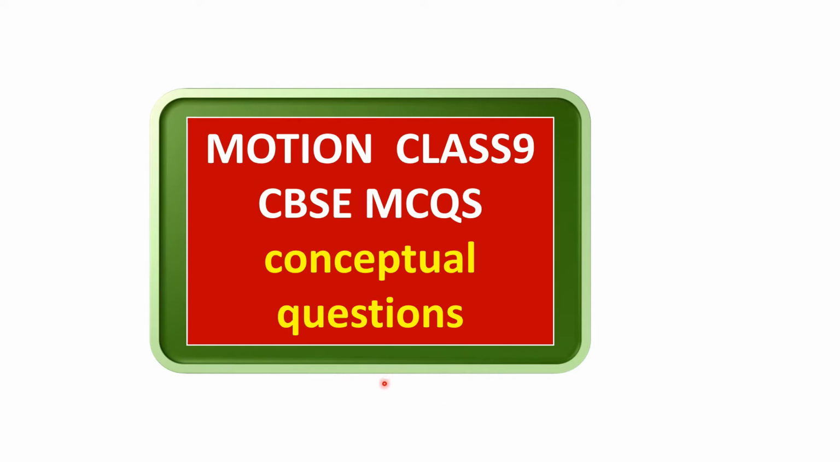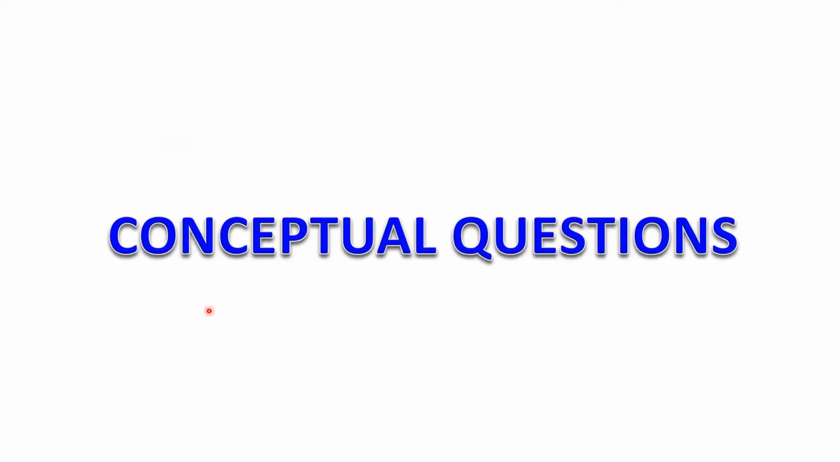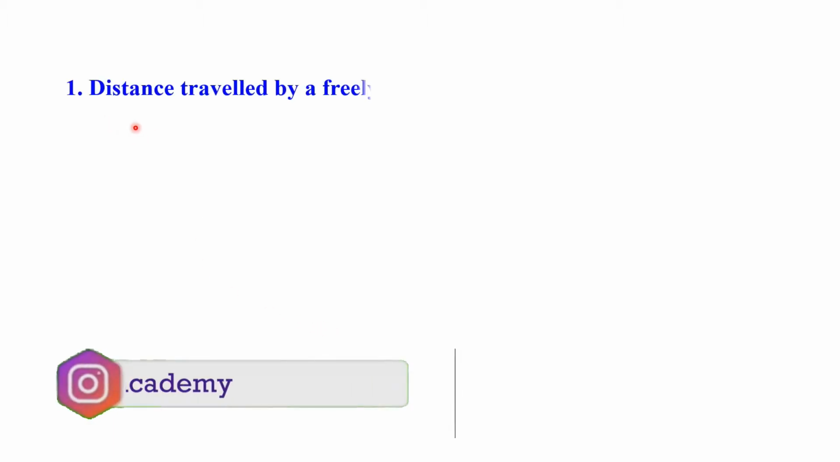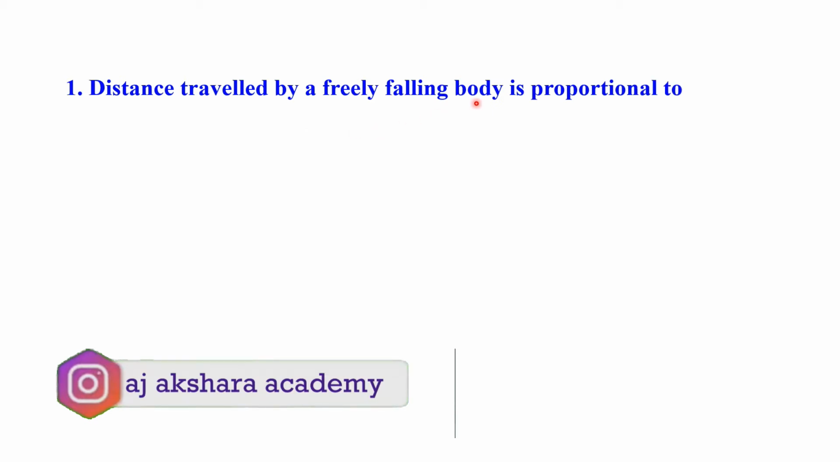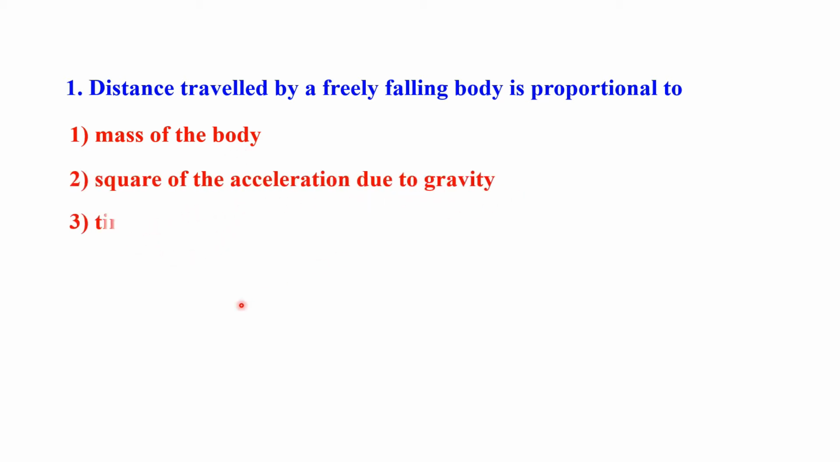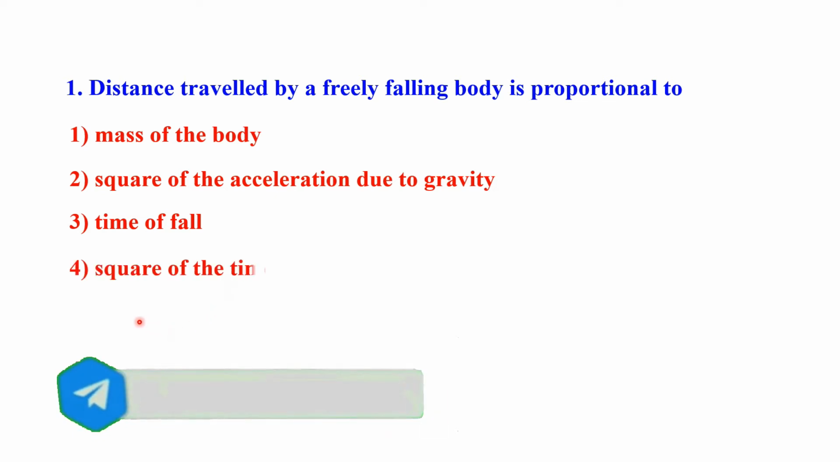Okay, let us go to today's session. Conceptual questions. First one: distance travelled by a freely falling body is proportional to. In the case of a freely falling body, we have to calculate the distance. Options are: mass of the body, square of the acceleration due to gravity, time of fall, square of the time of fall. Now let us go to the solution.